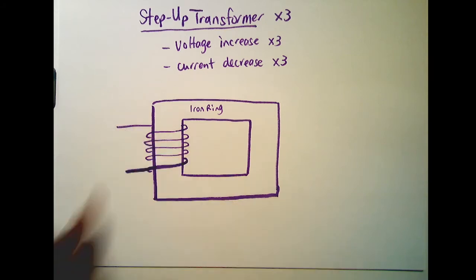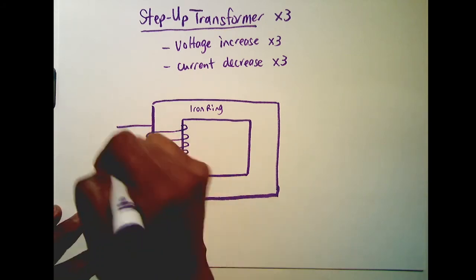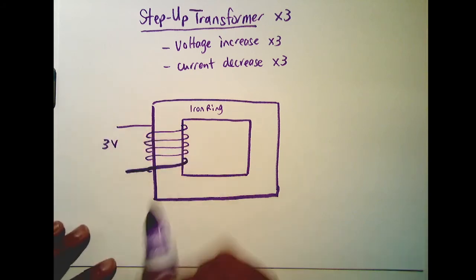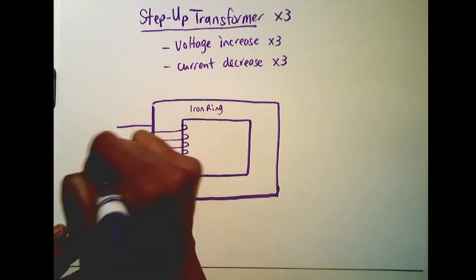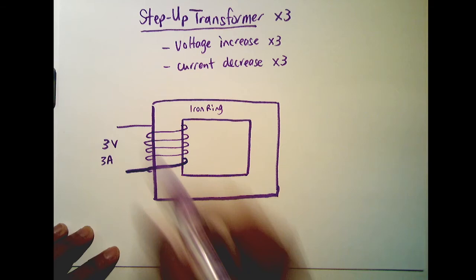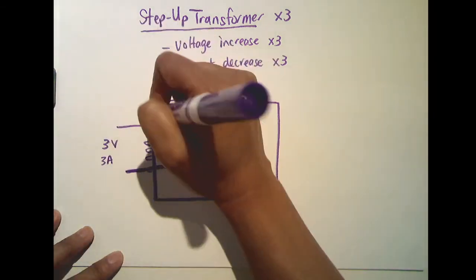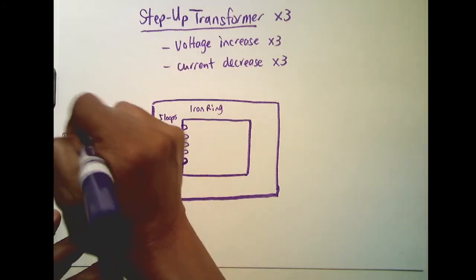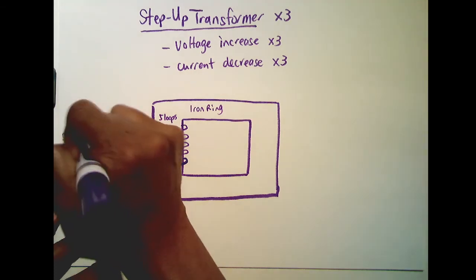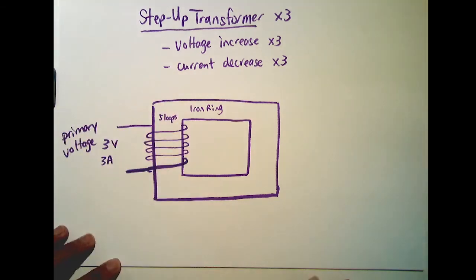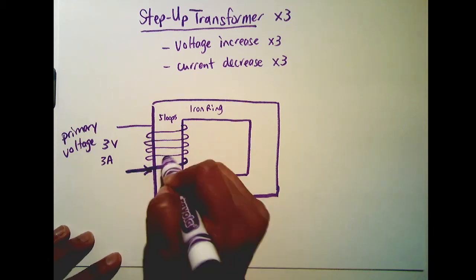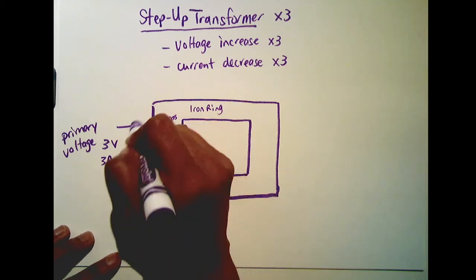So this is the last, like so. Perfect. Okay, so 5 loops around this, and let's pretend it is 3 volts going in, and we're going to have this as 3 amps. So this is called the primary voltage. And let's pretend that the current is coming in this way, going around like so, and then out that way.